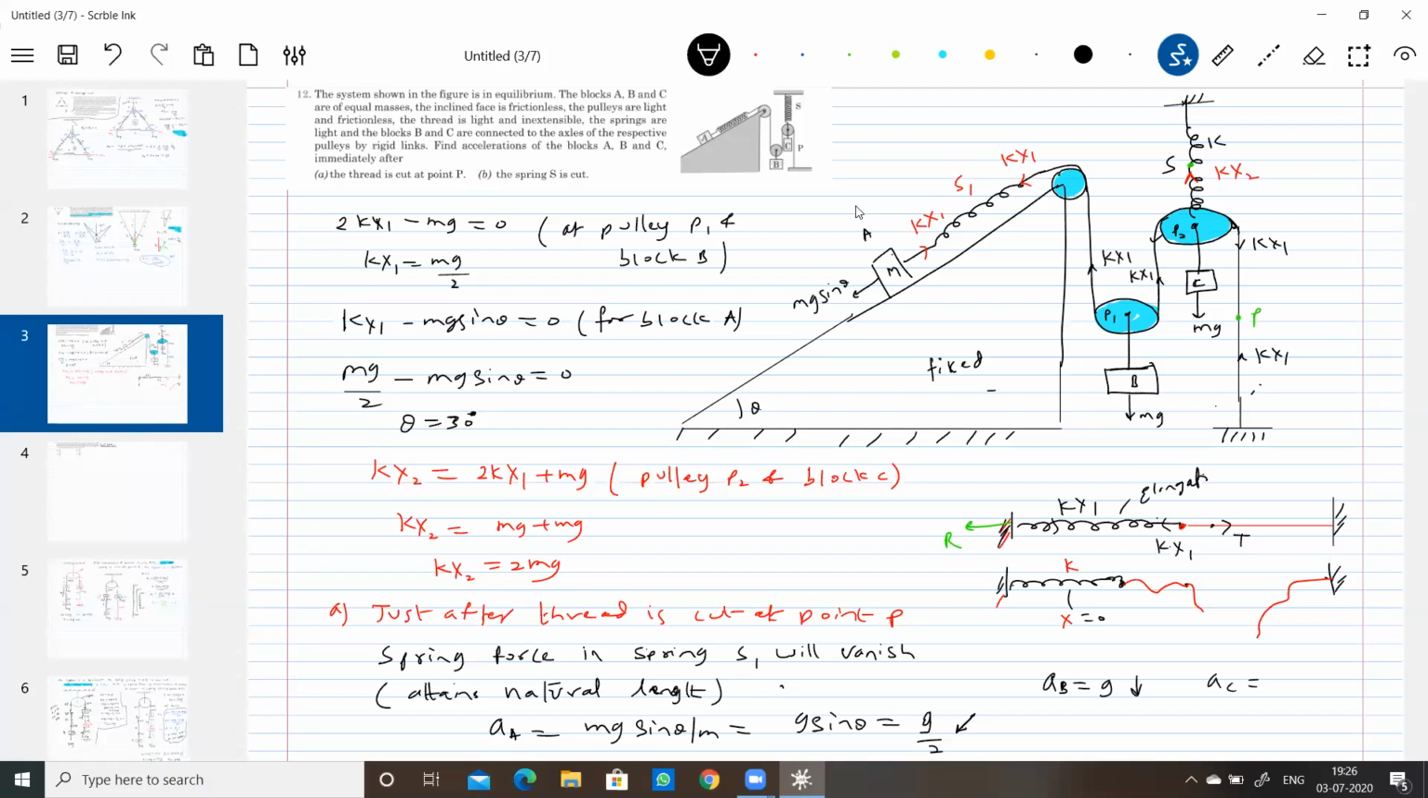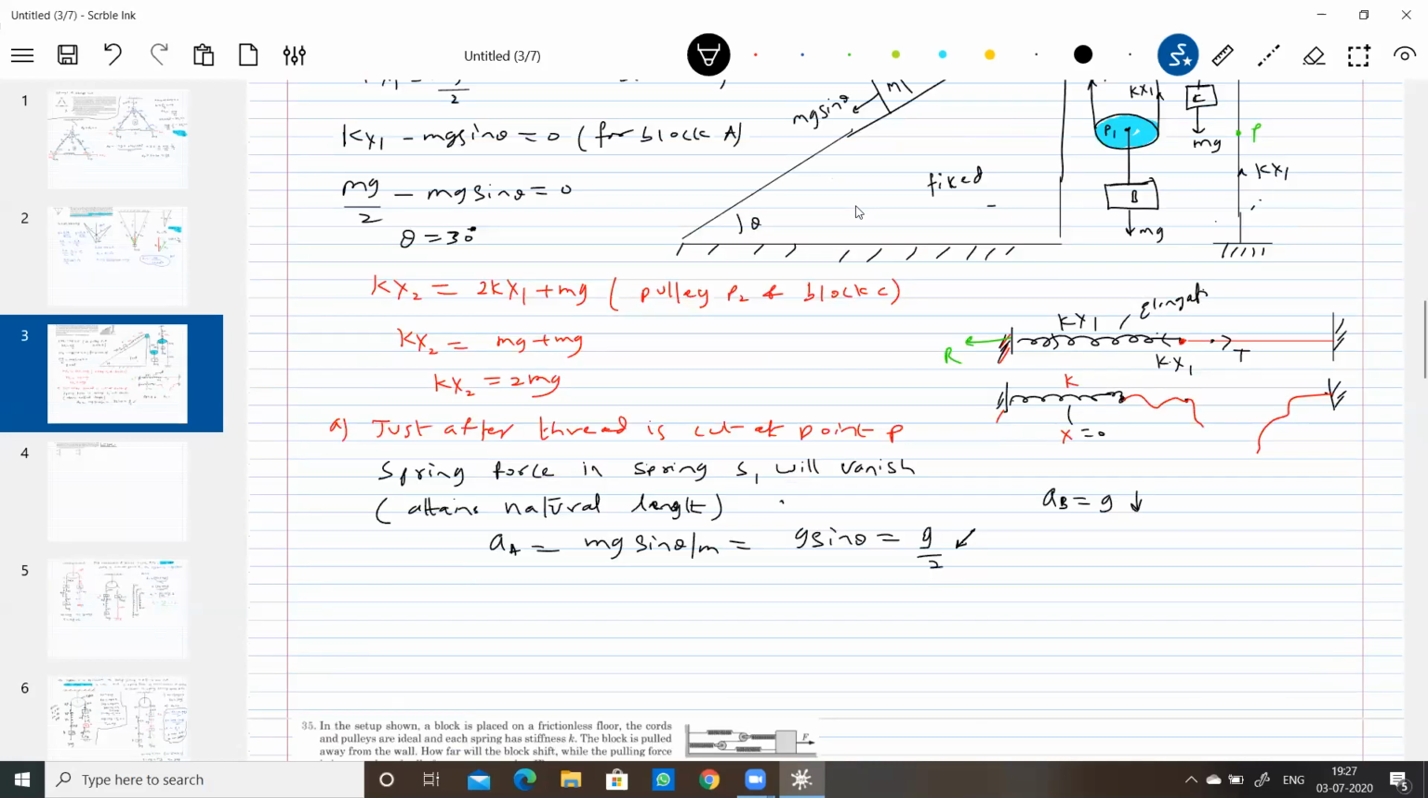Earlier, what happened? Look at this earlier. Kx2 was balancing Kx1 plus mg. Now the spring force Kx1 has vanished, no? So what are the forces that will be acting on the block C now? Block C and the pulley, you take together. So what force do I have to show? I think I have to draw a diagram. Nobody will understand if I just speak it.